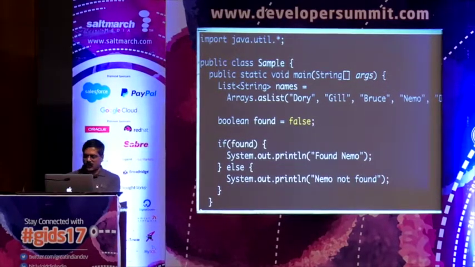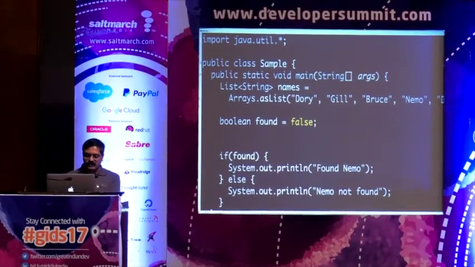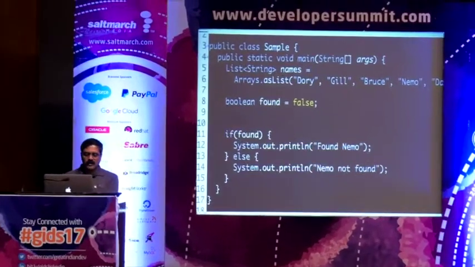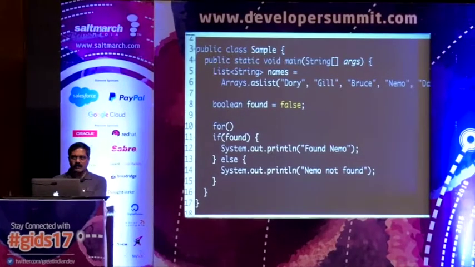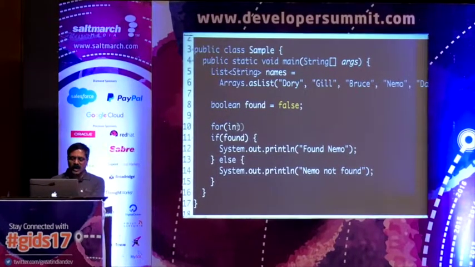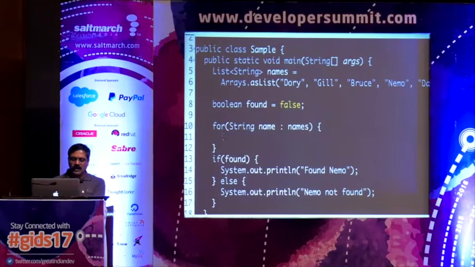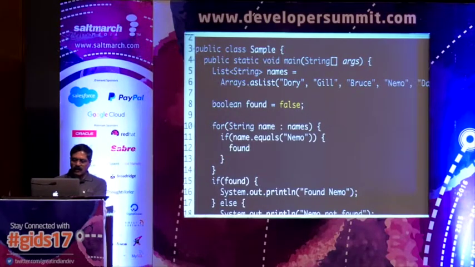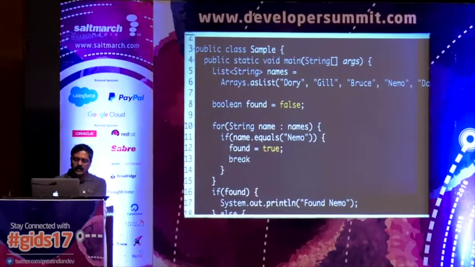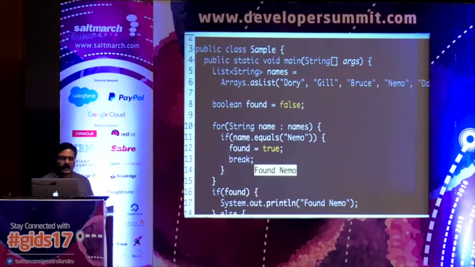Well, in this case, of course, we still need to work through and decide whether Nemo was found or not. So what do you normally do for that? The worst case scenario is you start with int i equal to 0, i less than... That's a lot of work to do, isn't it? Or you could say, in this case, String name, and name comes from the collection of names. And then you would say if name.equals, and then you're looking for this Nemo, and then you would say found is equal to true, and then you would do the break on it. And that's how you would be writing the code.